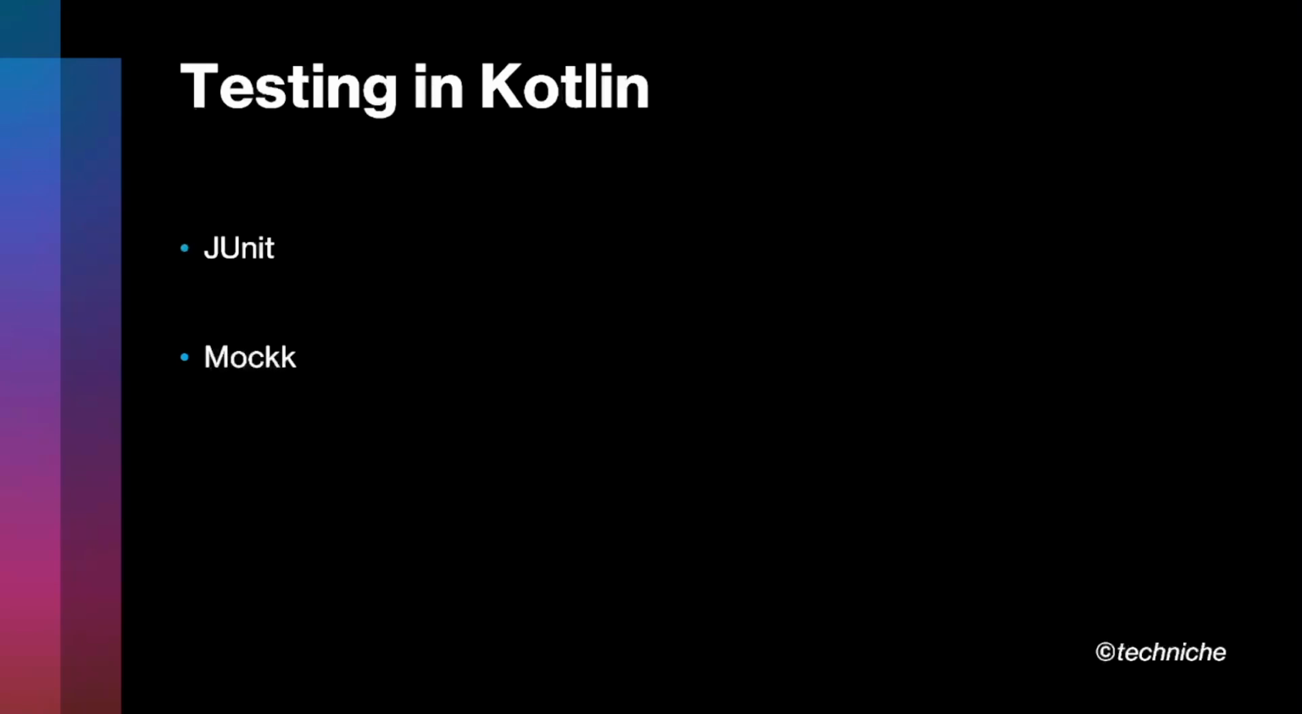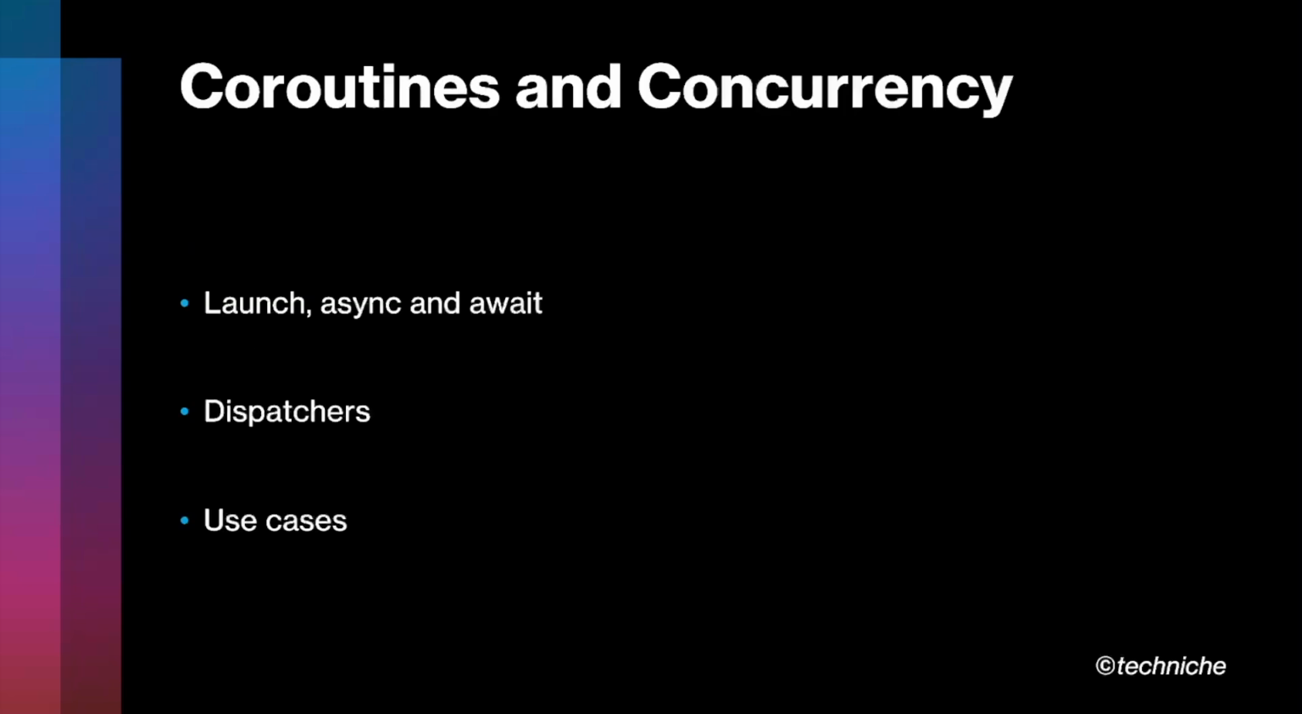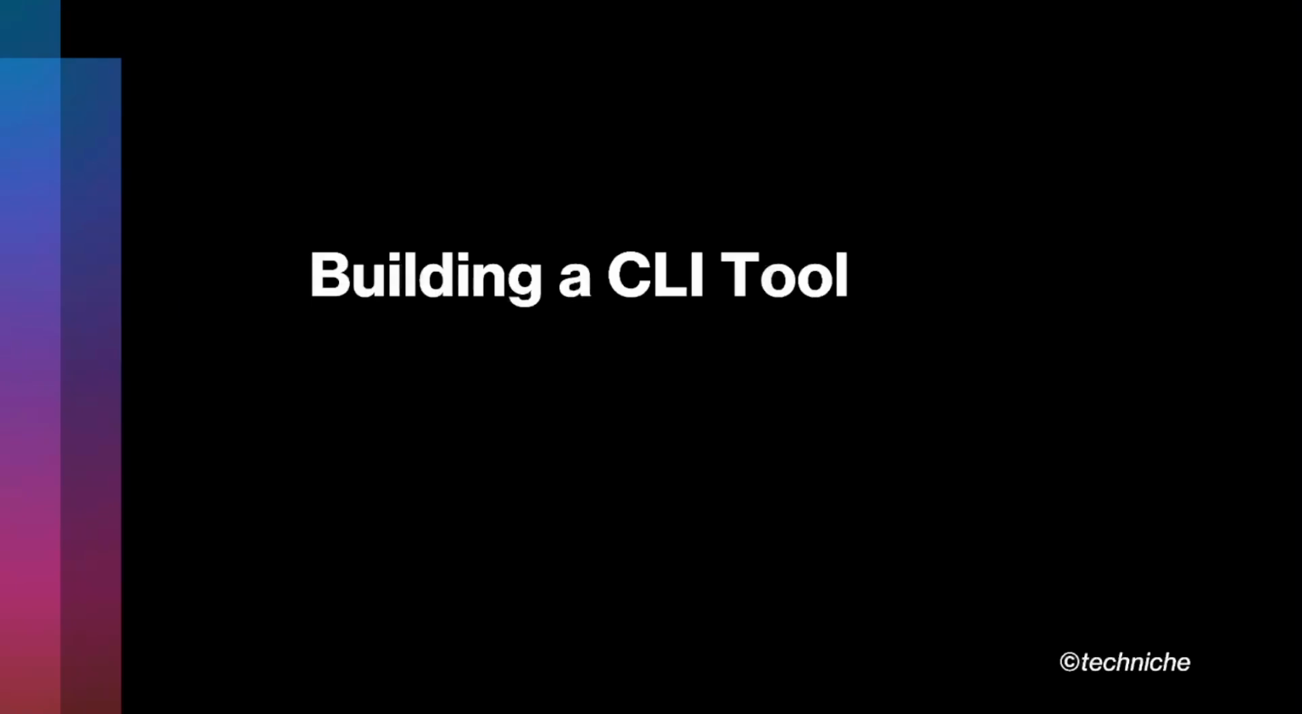It's a very important thing in Kotlin. Different libraries and different frameworks we will discuss, like JUnit and mock. And this is one of the most important concepts in Kotlin, which Kotlin is known for, that is coroutines and concurrency. Okay, we will see that in detail and we will build a CLI tool at the end of this course. So this will be a bunch of 10 or 11 videos that I have decided. So I will get started.